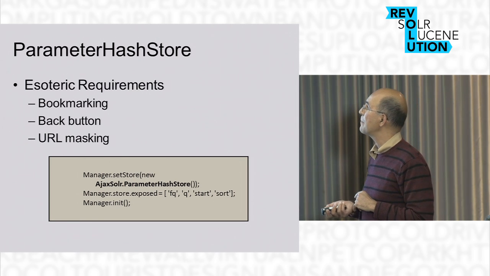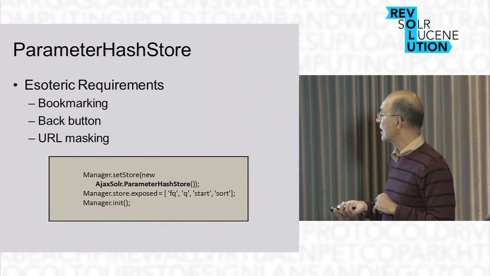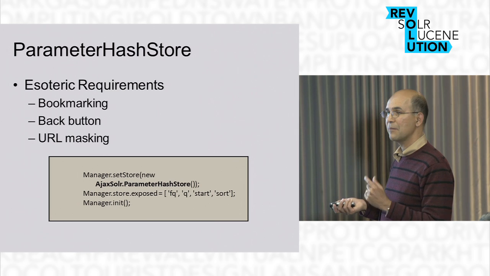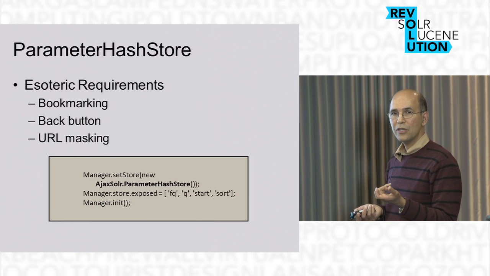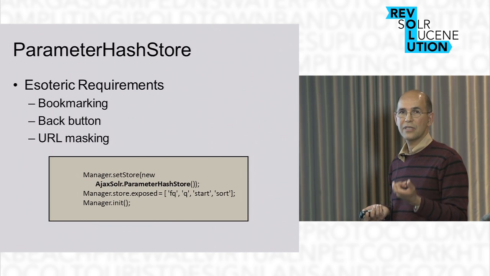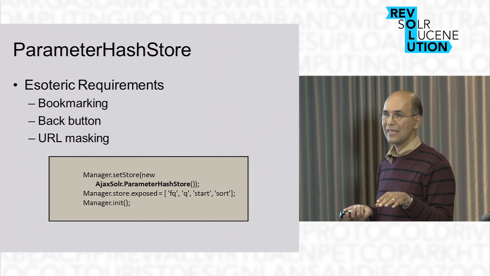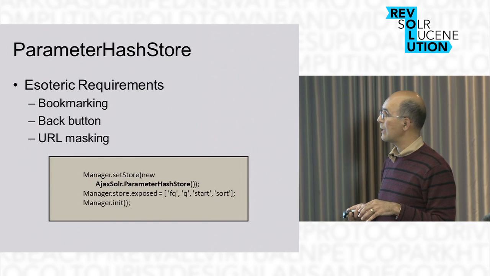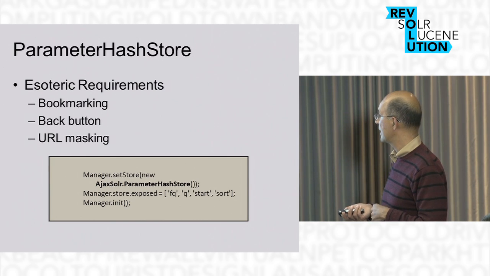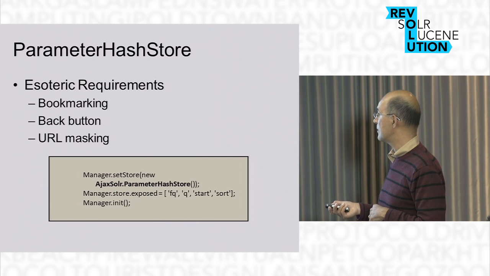So what does the ParameterHashStore do to help us address these issues? One of the things it does is offer a method called save. Before submitting the request, it can save the state of your search in a stack so you can retrieve it at a later stage, for example, for the purpose of the back button. And to make that work, you first have to expose those parameters that you want saved in the stack. That's what this expose method is doing.